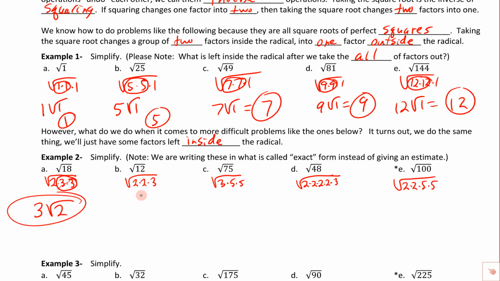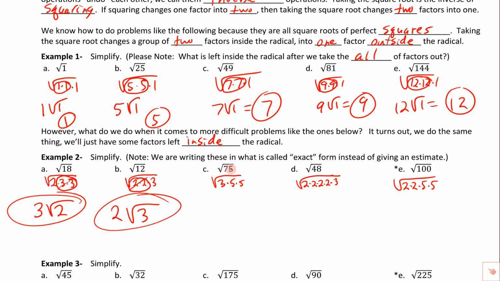So let's take a look at this one. Same idea. We're looking for pairs of factors. So here's a pair of 2's, and this is why we wrote them in right next to each other in the order that we did. So there's a pair of 2's. If I've got a pair of 2's on the inside, I've got one 2 on the outside. The thing that's left here is a 3 because there's nothing to pair it up with. So the answer on this one is we say 2 radical 3.